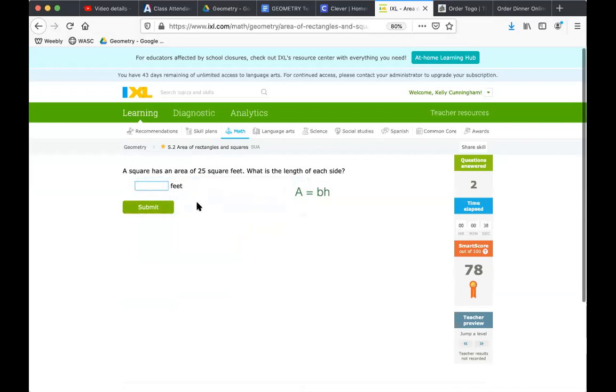Okay, now here's where they're going backwards. An area of a square is 25 feet. So I would say 25 is equal to, now I know my base and height are the same, so I would call it x squared, because that would be side times side, which is x squared. Now to undo this, you guys know what to do. You're going to square root it. So we square root both sides.